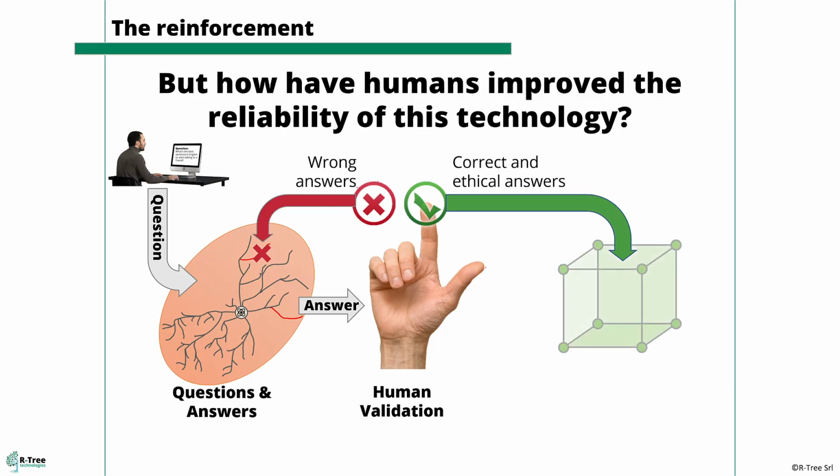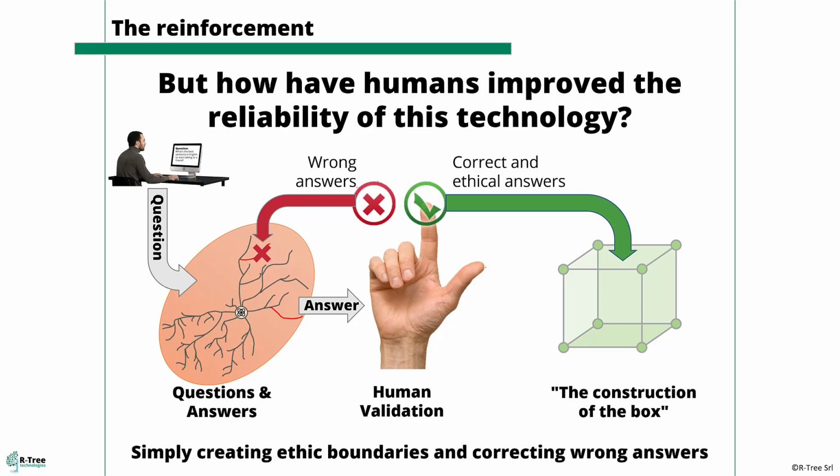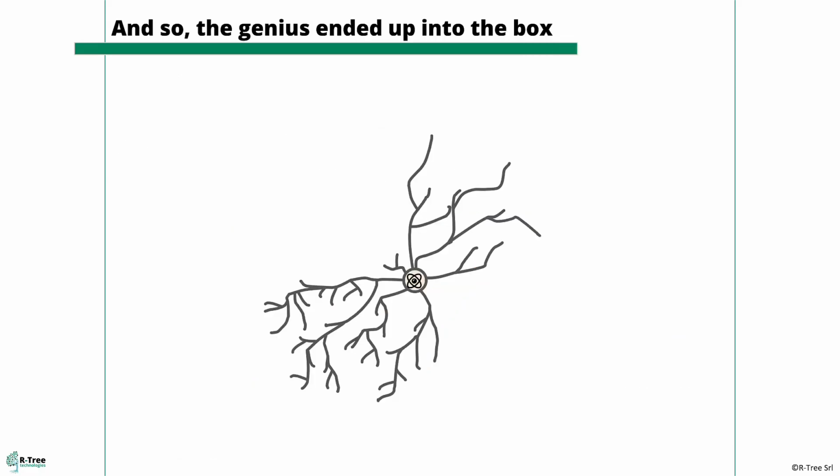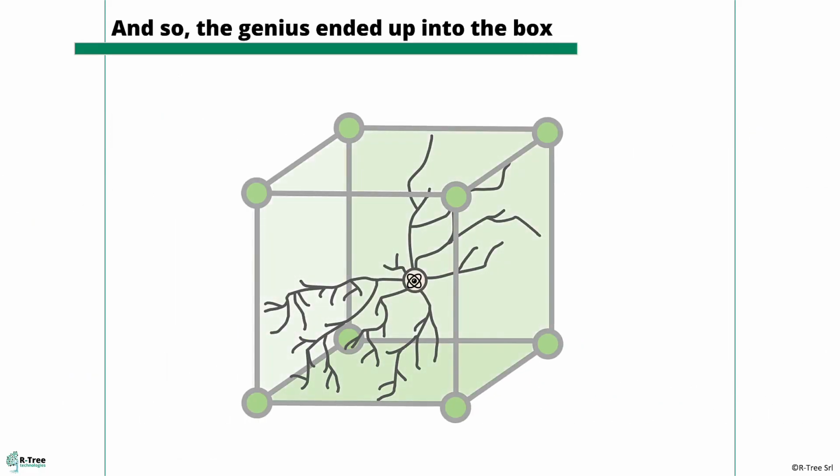And so, barriers were created, so to speak, a box was built around the model. So humans have helped the model by simply creating ethical boundaries and correcting wrong answers. And so, the genius ended up into the box.